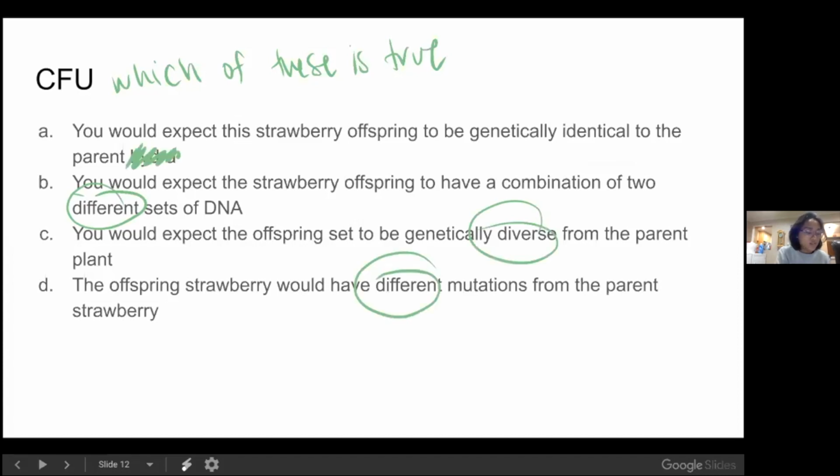And actually, A is not supposed to say hydra, it's supposed to say strawberry. That's a different type of plant that I did not do an experiment on. So, which of these is the true statement?